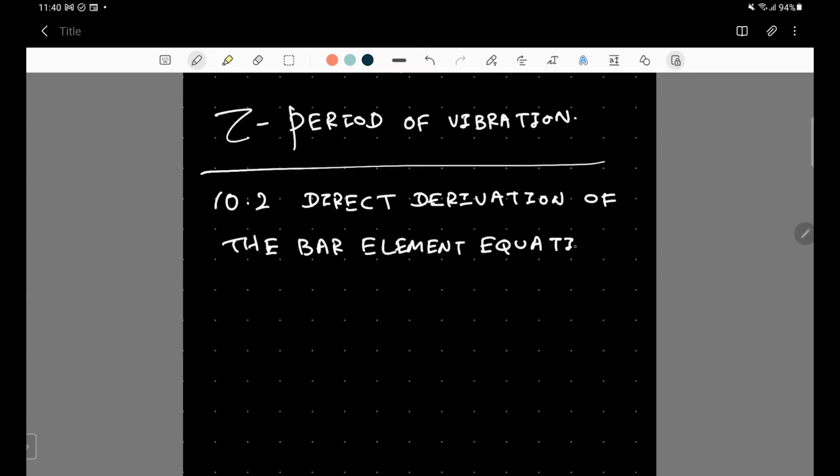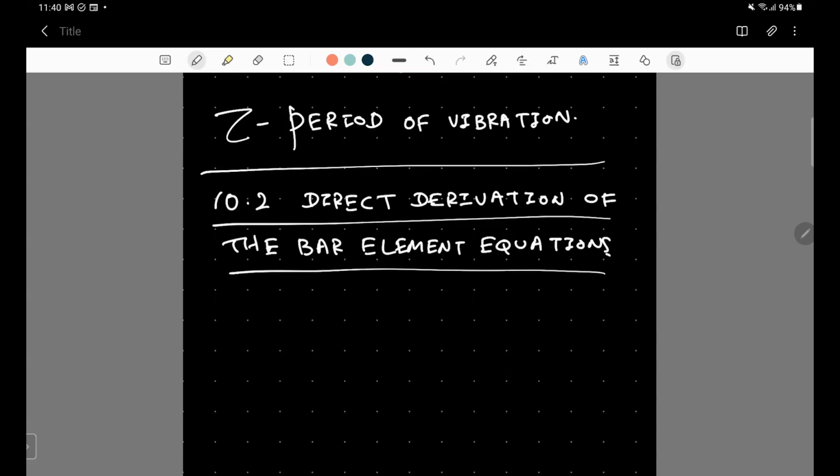All right. So we will now derive the finite element equations for a time dependent, let's say dynamic, stress analysis of a one-dimensional bar. We have already done this previously for a static stress analysis system.